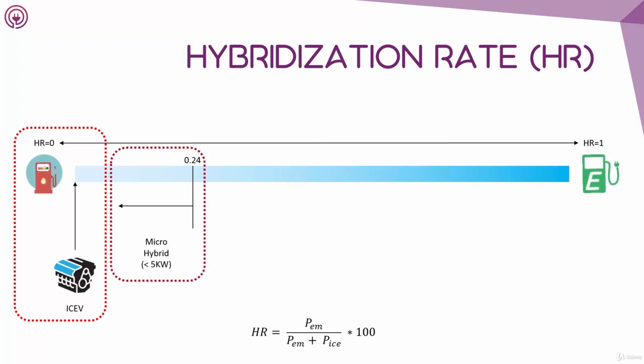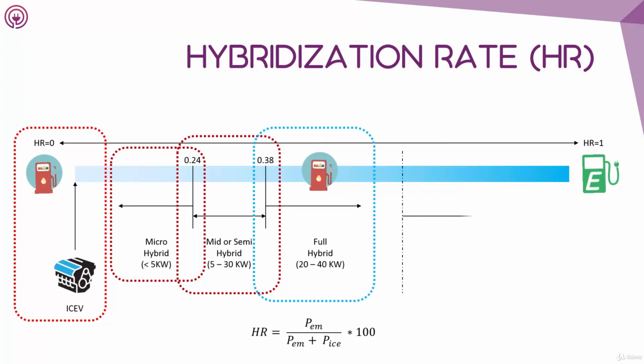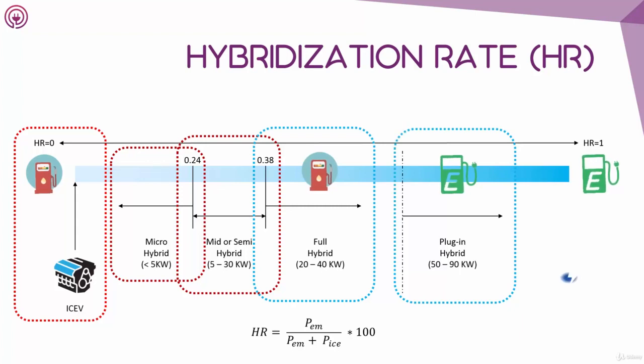When the hybridization rate is between 0.24 and 0.38, it is then recognized as a semi or mild hybrid. When the hybridization rate is higher than 0.38, we can then consider it a full hybrid. Apart from that, as we introduced previously, if the battery of an HEV can be charged from a charging point, it is named a PHEV.